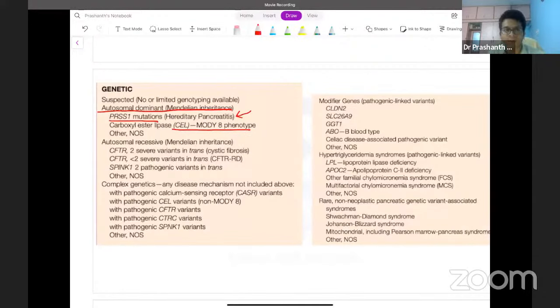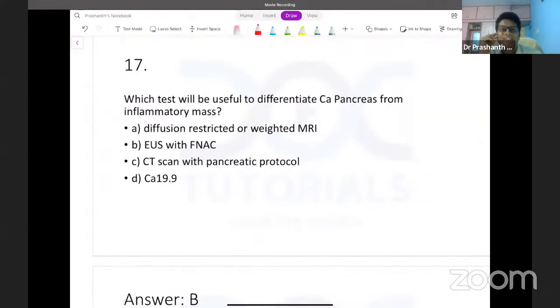Okay, so these two examples are there for telling there are autosomal dominant Mendelian inheritance for these kind of conditions. Then they may mention the other autosomal recessive ones. There are multiple autosomal recessive ones. Again, they might mention some other familial chylomicronemias, which can be inherited in a dominant way and can set questions in this particular direction. So the CEL, that is carboxyl ester lipase, is one more gene which can cause autosomal dominant pancreatitis.